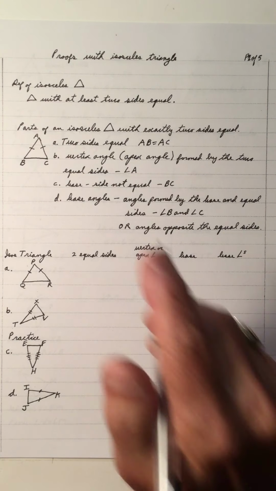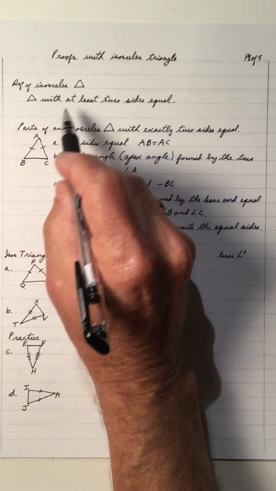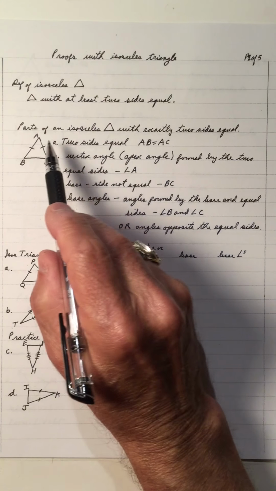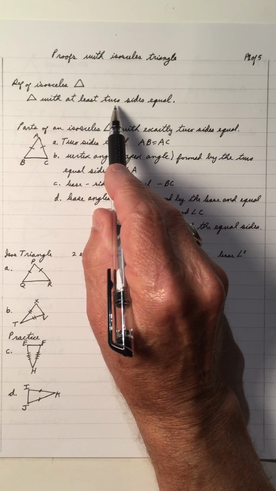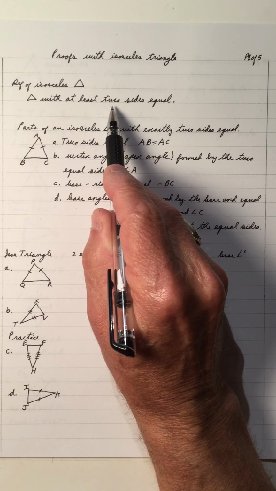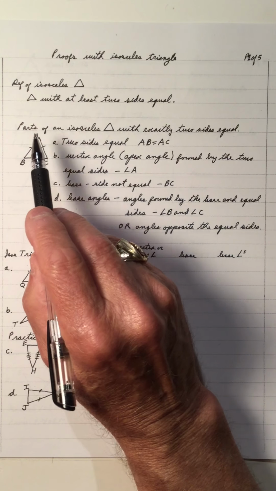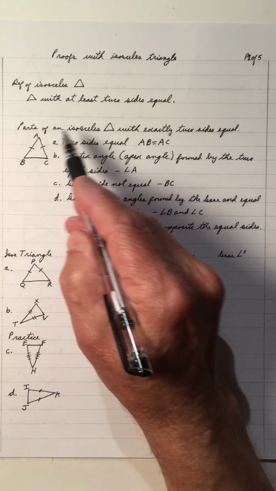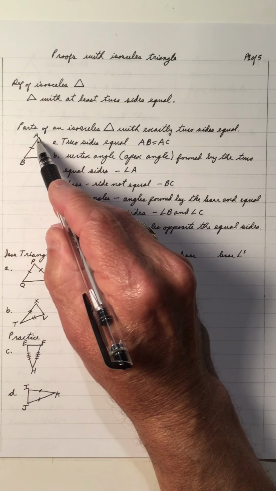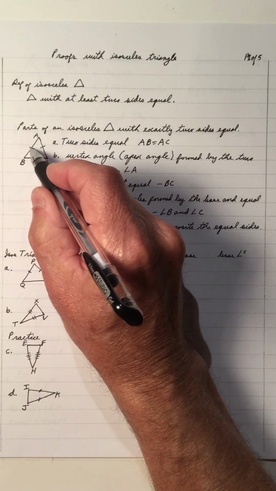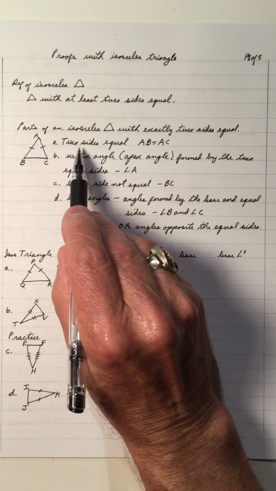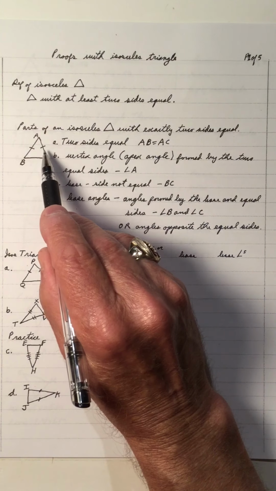Proofs with isosceles triangles. The definition of an isosceles triangle is a triangle with at least two sides equal. It has at least two sides, so that means you could say that an equilateral triangle is isosceles because it has two sides equal. But we look at the parts of an isosceles triangle with exactly two sides equal. Here's triangle ABC, in which the sides AB and AC are marked with one stroke, so that means AB is equal to AC. The two sides are equal.